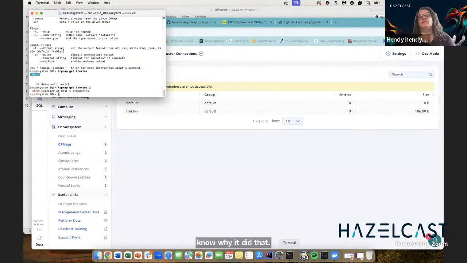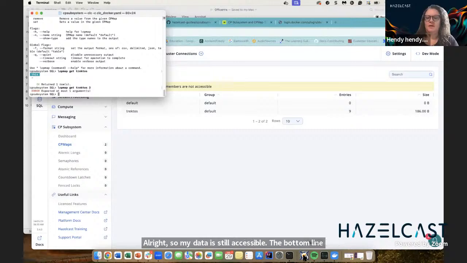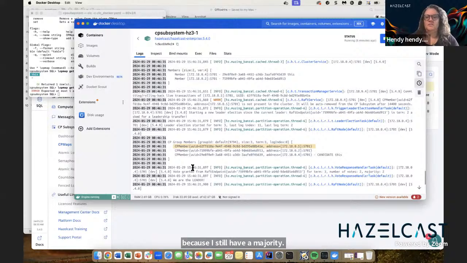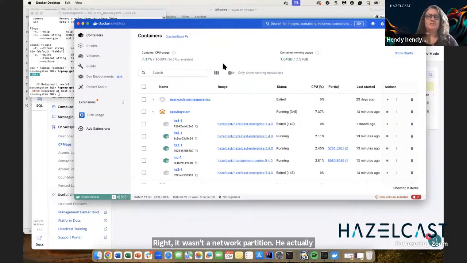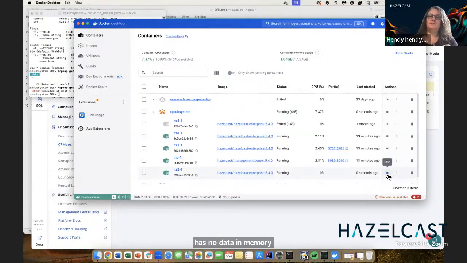The bottom line is that the data is still accessible in that map because I still have a majority that's running. What I wanted to show you was bringing this group member back, keeping in mind that because I stopped him, it wasn't a network partition. He actually rebooted. So when that group member comes back, I don't have persistence configured. That group member has no data in memory about the CP subset, the group membership.